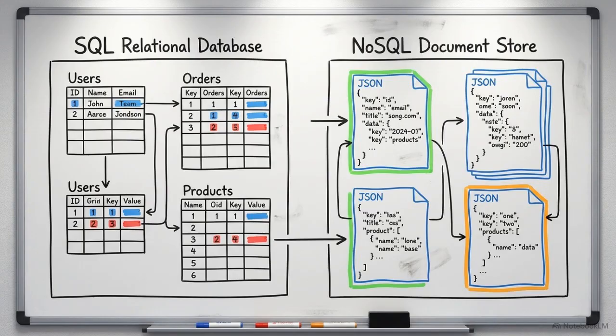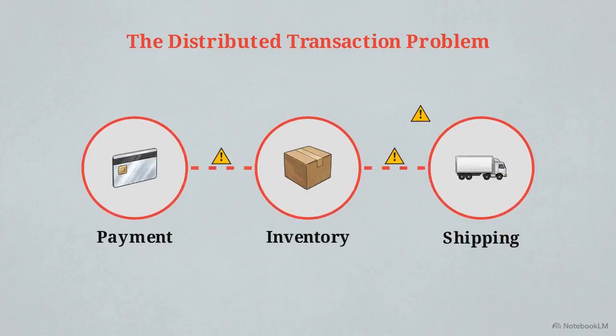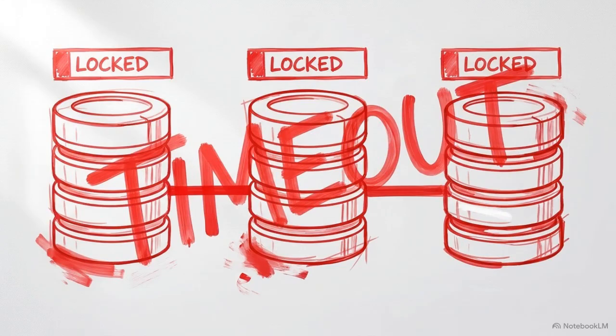Adopting polyglot persistence and CQRS allows each database to scale according to its specific workload profile, resolving the resource contention found in unified data stores. When a process spans multiple services, like coordinating an order across payment, inventory, and shipping, using legacy two-phase commit locks across databases is too slow and unreliable for the cloud.